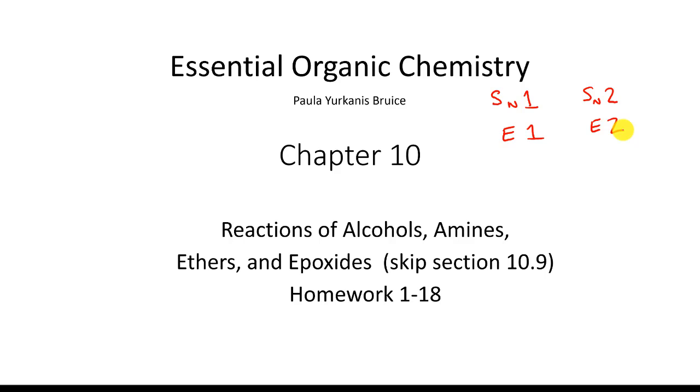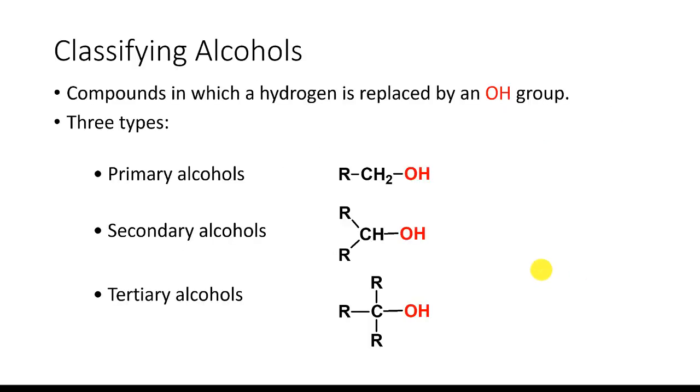And what we'll do is we'll start with alcohols, and we'll look at all the mechanisms that occur within alcohols, and then those same mechanisms and how they occur in alcohols also occur in amines and ethers and epoxides. So let's go ahead and get started with the nomenclature of alcohols.